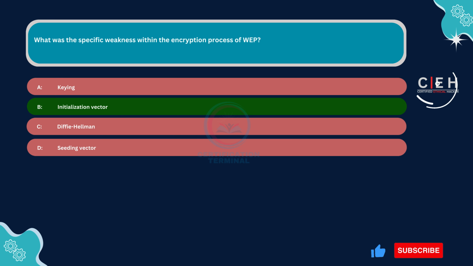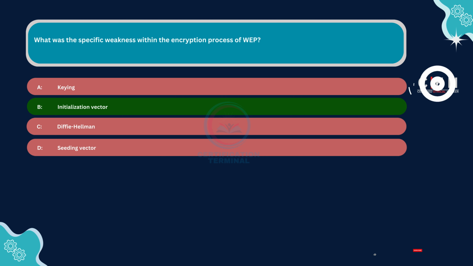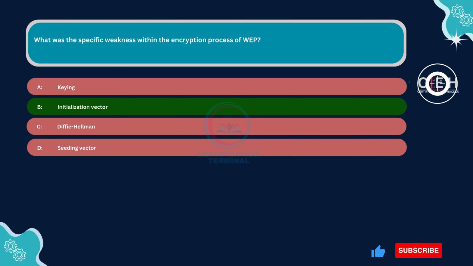Option D, seeding vector, is incorrect. There's no widely recognized cryptographic term such as seeding vector. It seems to be a mix-up of seeding and vector. However, neither of these interpretations accurately captures the specific weakness in wired equivalent privacy's encryption process.